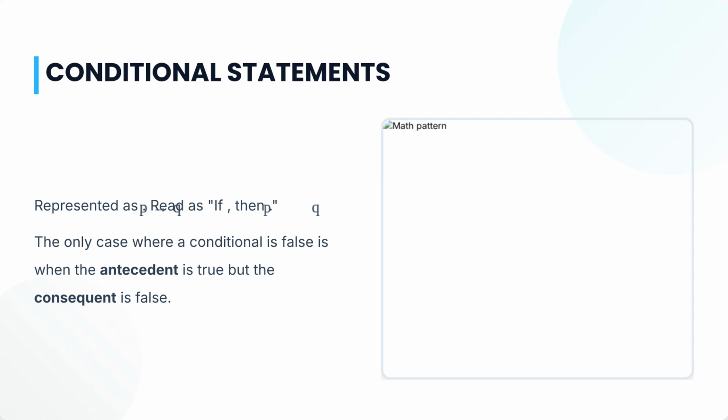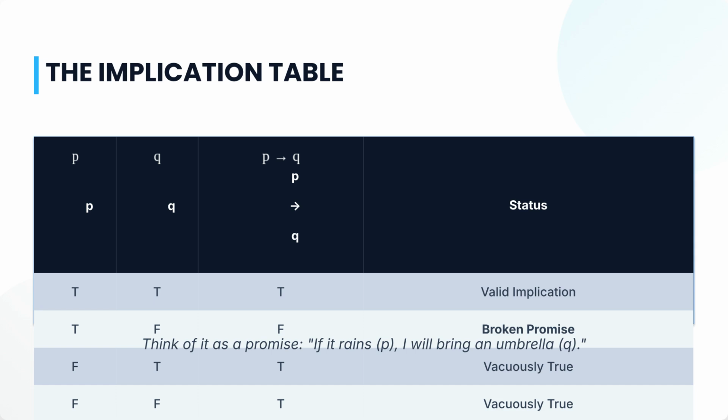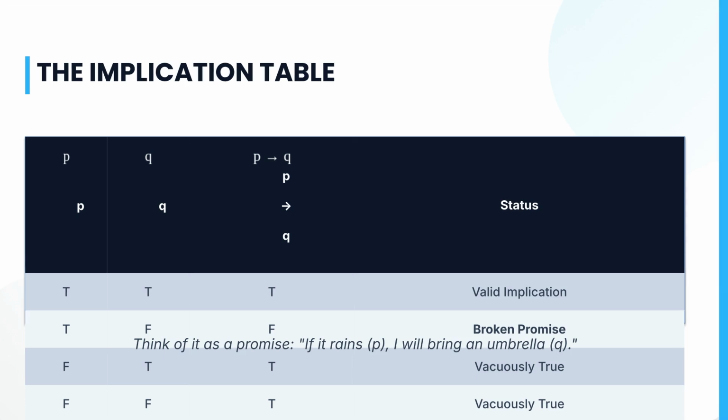Conditional statements are represented as P implies Q, read as if P, then Q. A conditional is false only when the antecedent is true and the consequent is false. This implication table breaks down the truth values. Think of a conditional as a promise: if it rains, represented by P, I will bring an umbrella, represented by Q.